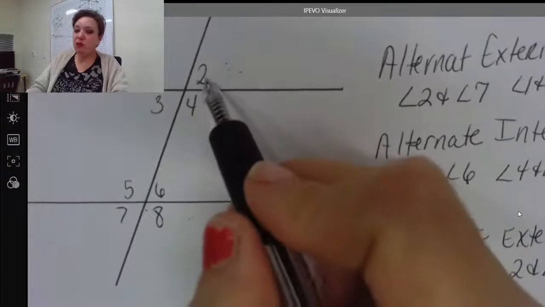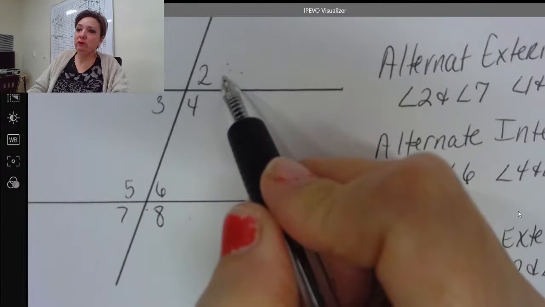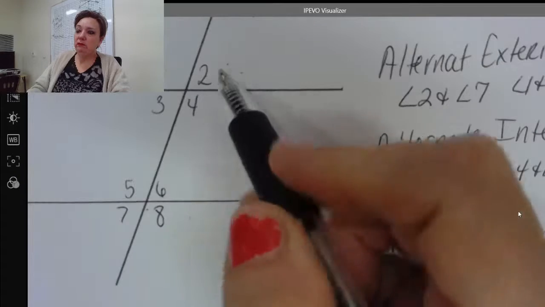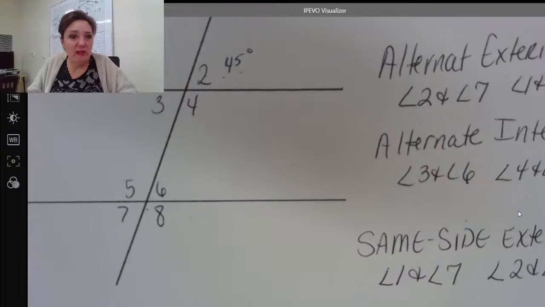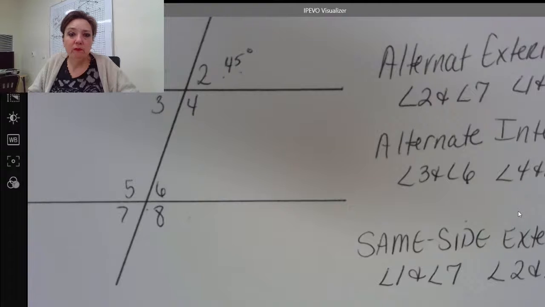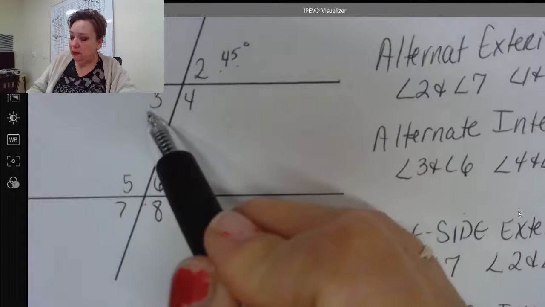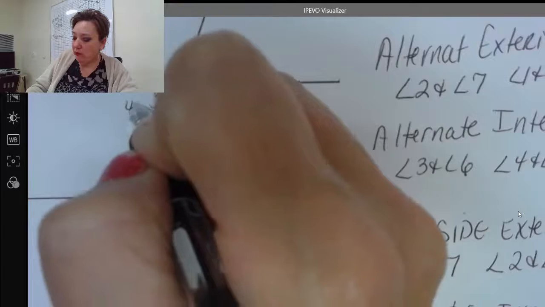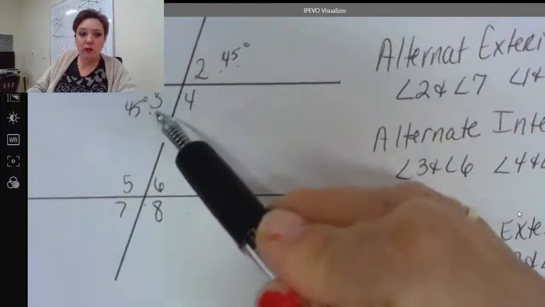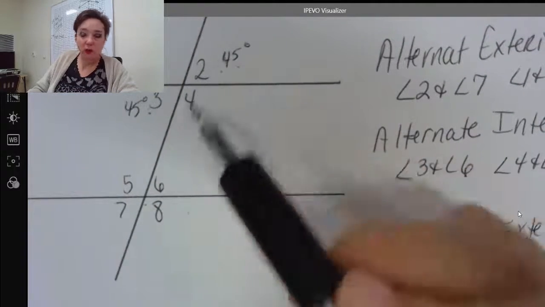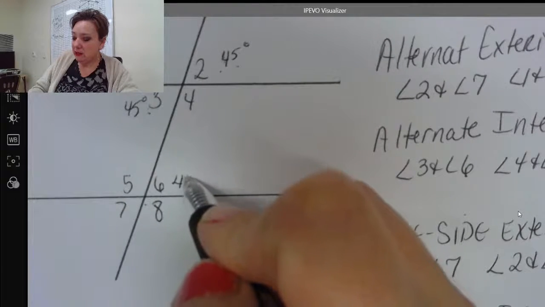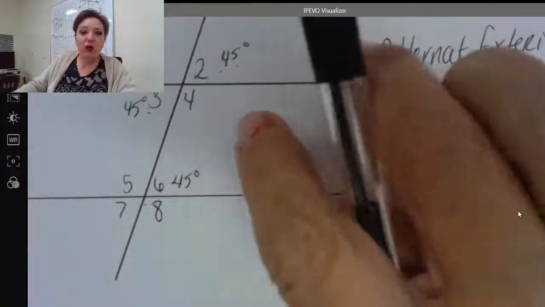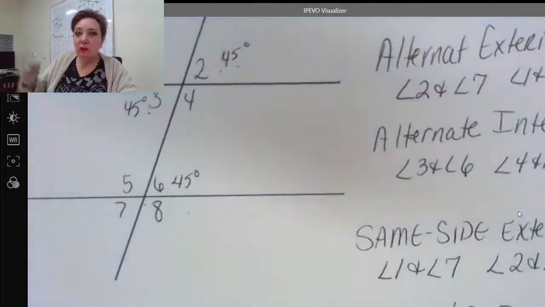Emery, pick a measure that would be logical for angle 2. 45. So if angle 2 is 45 degrees, can you find any of the other angles there? Yeah. What could you find? 3 and 6. What's 3? 45. How do we know that 3 is 45? Because those are vertical, right? That's how we know that. They're vertical. What else did you say we could find? So we can find 6. How do we know 6? What do we call those 2 angles? Anybody remember? Alternate.